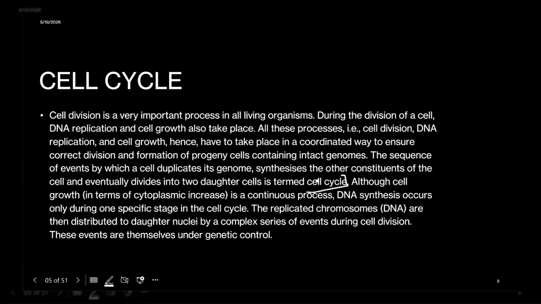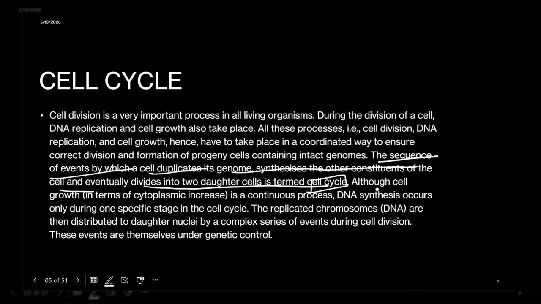Cell cycle: the sequence of events by which a cell duplicates its genome, synthesizes the other constituents of the cell, and eventually divides into two daughter cells is termed the cell cycle. So this is a very important definition.